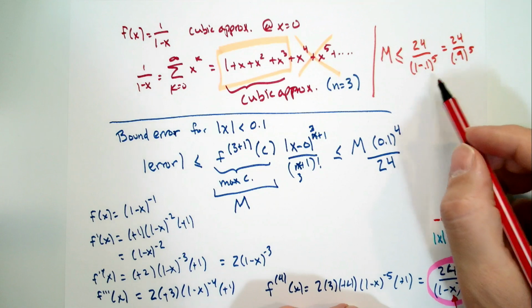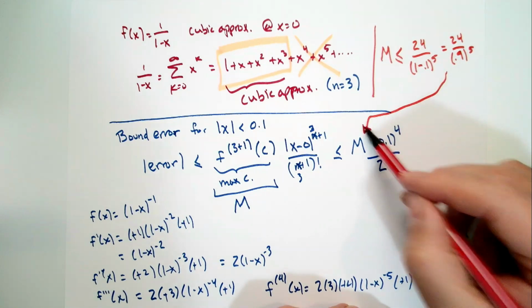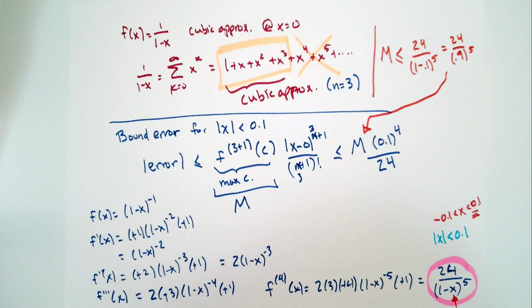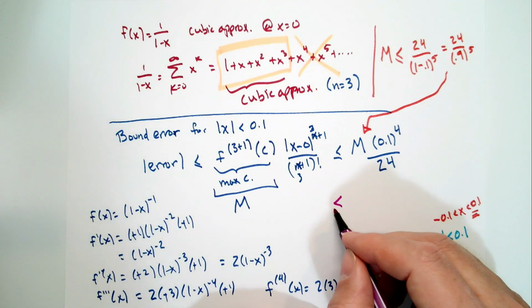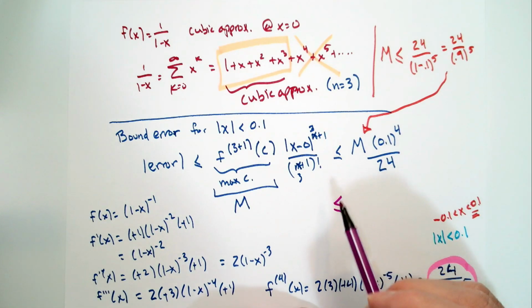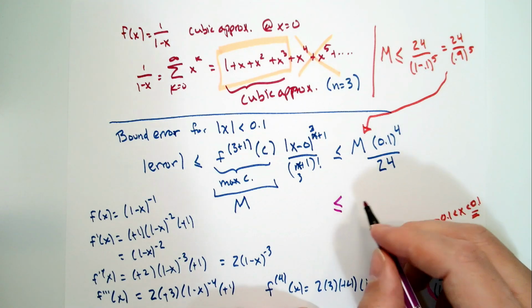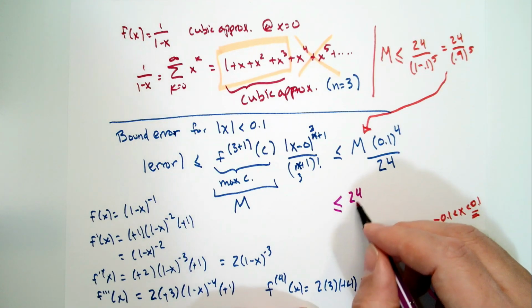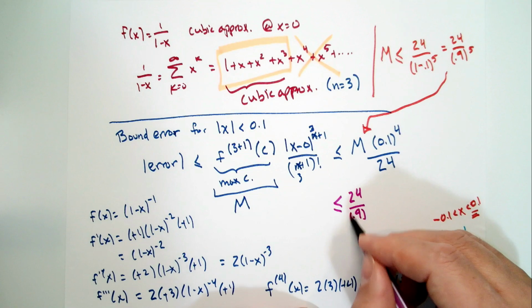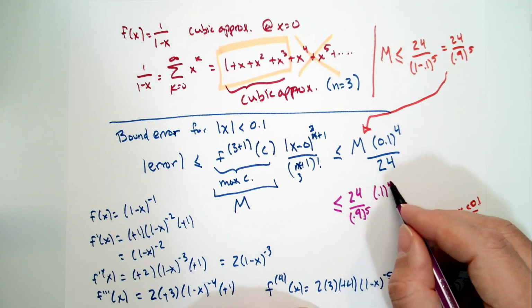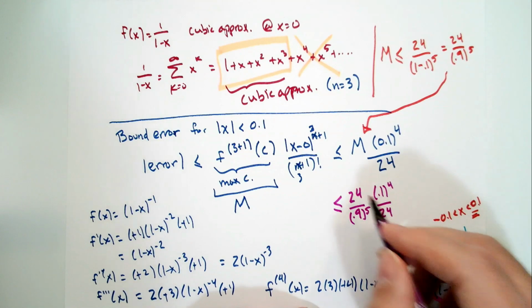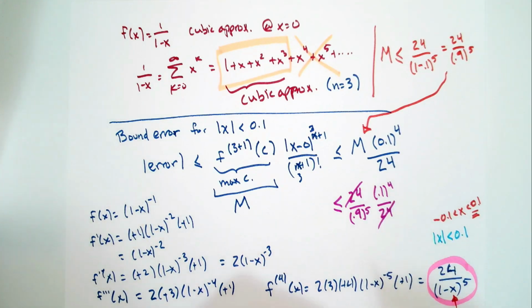So, putting that down here into m, we see, all right, by the rule, we can say with great certainty that we are at most, and by the way, we're definitely less than by the time we hit this, but that's okay. Less than or equal to versus less than is not a big deal here. 24 over 0.9 to the fifth times 0.1 to the fourth divided by 24. You'll notice that the 24s cancel. That's really nice for us.